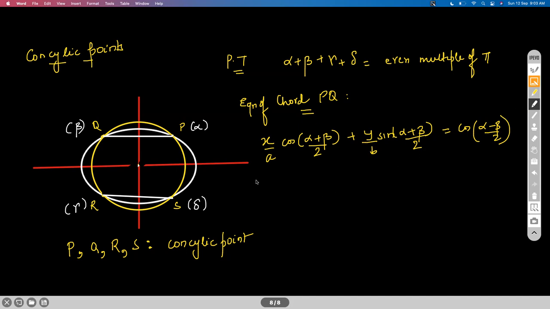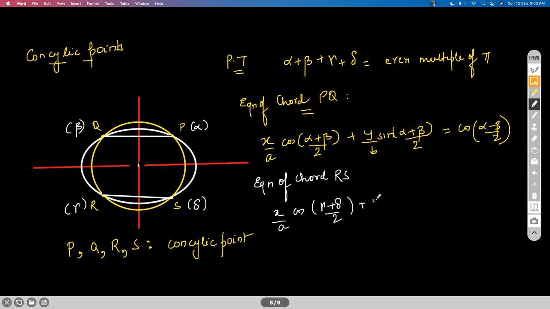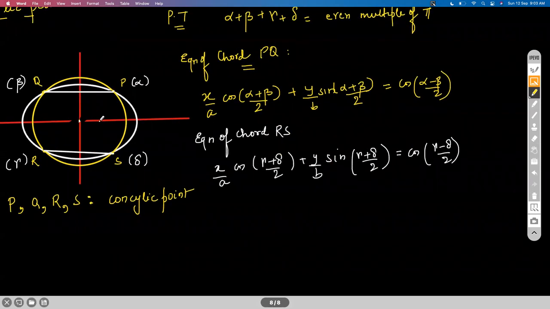Similarly, what is the equation of chord RS? You'll say simple: x by a cos of (gamma plus delta) by 2, plus y by b sine of (gamma plus delta) by 2, equal to cos of (gamma minus delta) by 2. Now, what I claim is the circle is a family member passing through the intersection of the equation of this ellipse with the pair of these chords. So first of all, I'll create a pair of chords.